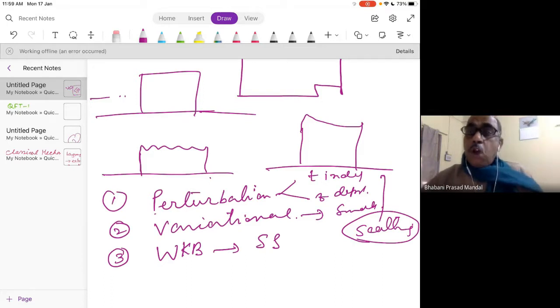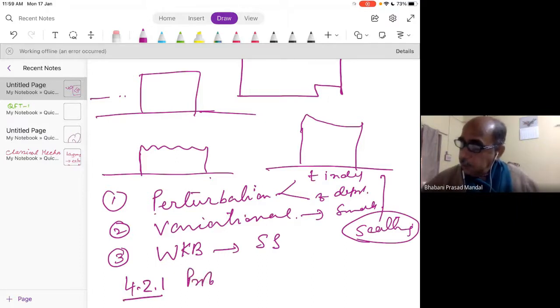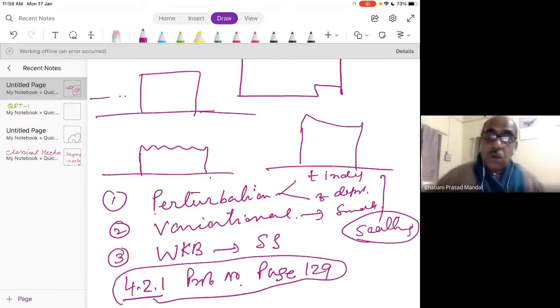Okay. So I'll stop here unless you have any question. The problem number is 4.2. It is in some volume, page 129. Let me write. Problem 4.2.1. This is the problem number and page. This particular edition, I don't know which edition, page 129. This is the problem. This is an exercise problem. It's not a solved problem.